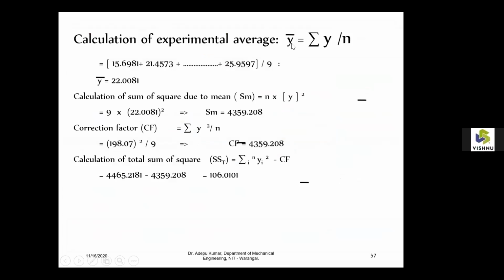First you can go with the average value, that is sigma y by n. Calculate the sum of squares due to mean, n into y bar squared. Then there is a correction factor, sigma y squared by n. These are simple mathematics. Using this formula, you can solve it easily. Sum of squares due to mean, like this.